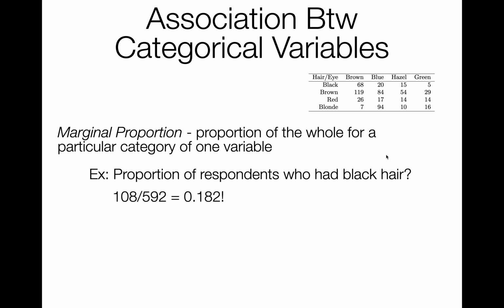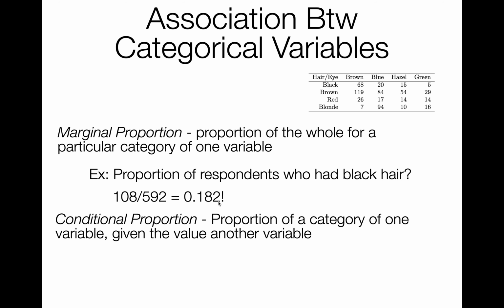So it would be 68 plus 20 plus 15 plus 5. That first row is 108. 108 divided by 592 is 0.182, or 18.2% of people who responded to the survey had black hair. The proportion is like a percent divided by 100.